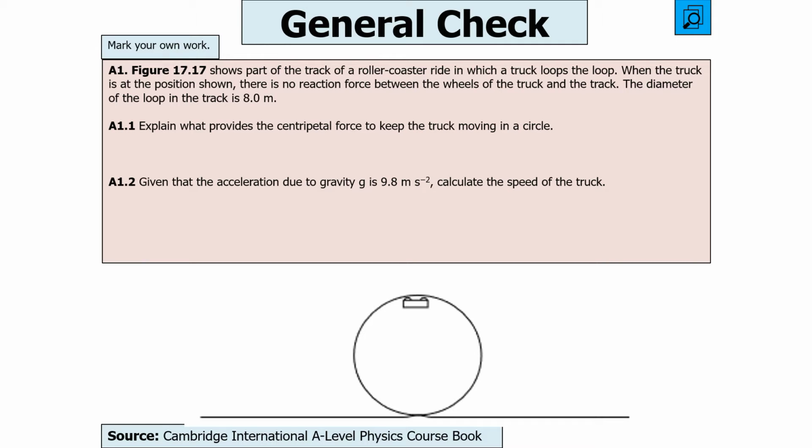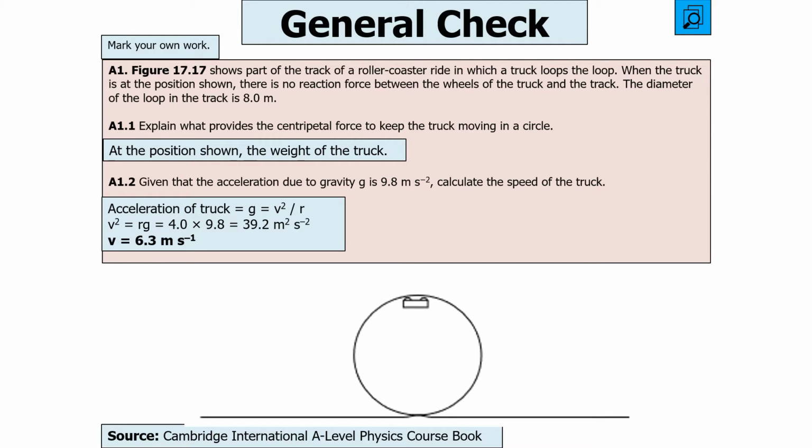So the only downward force in this instance, because there's no reaction force, is going to be the weight of the truck. So therefore, how can we work out the value for the speed of the truck? Well, we can say that acceleration is equal to v squared over r, and we know the acceleration is going to be g, 9.8 meters per second squared, because the only thing accelerating it is gravity. So therefore we can rearrange it.